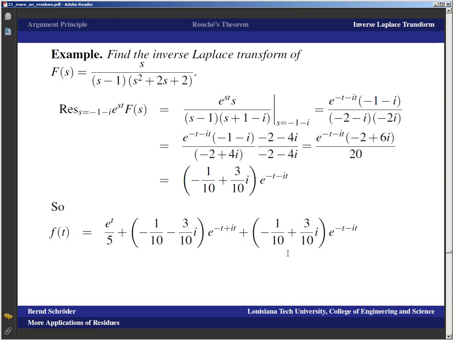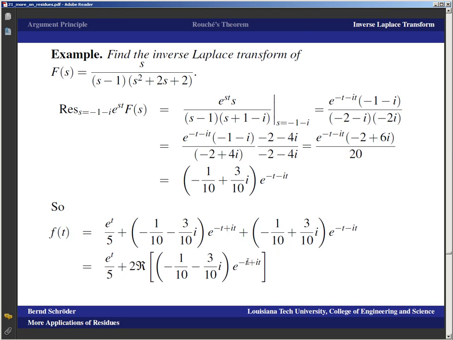If we want this to actually have a real answer, well, then let's take a look at this, and we realize that this coefficient is the conjugate of this coefficient, and this function actually turns out to be the conjugate of this function. That may be a little bit surprising, but e to the negative t is real, and e to the it is the conjugate of e to the negative it. And because the product of conjugates is just the conjugate of the products, that means that we actually have a term and we add to it its conjugate. So that means that this is e to the t over 5 plus twice the real part of what we have out front here. And what is the real part?